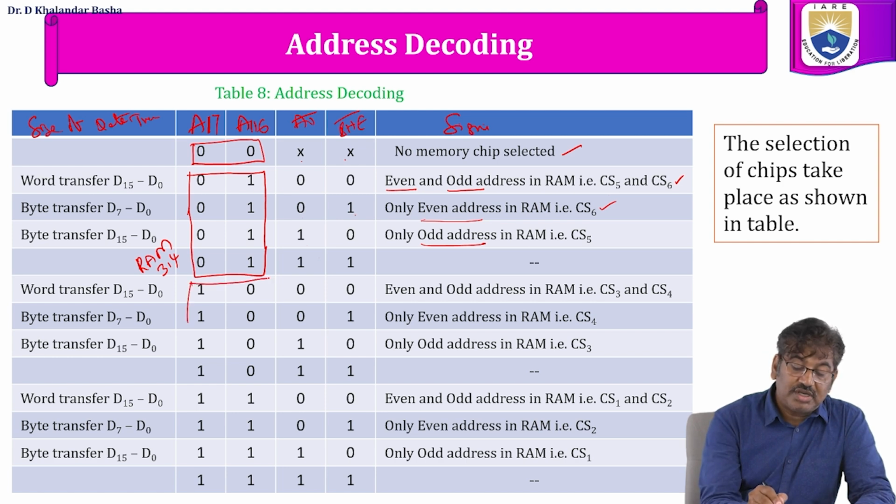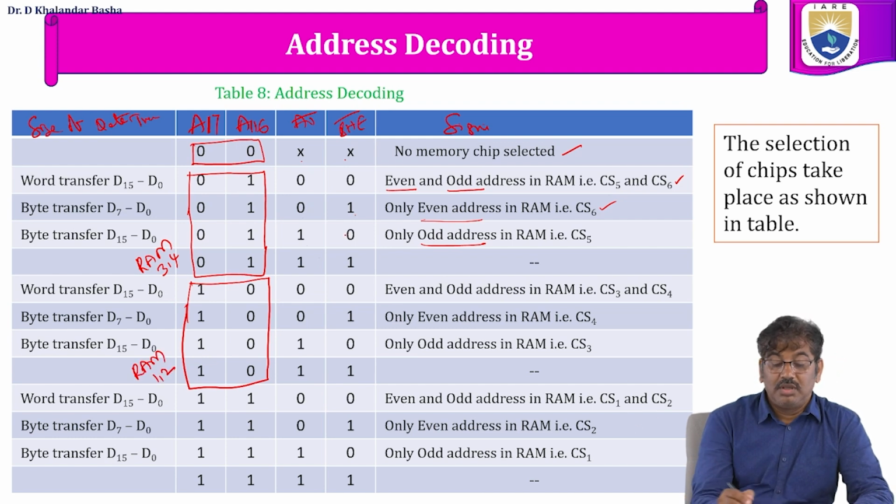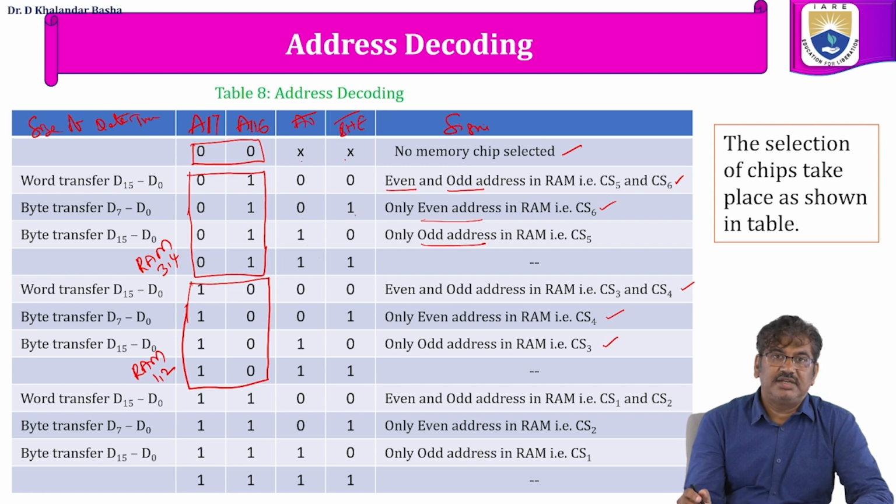Whenever these two bits, A17 and A16, correspond to 10, these correspond to RAM blocks 1 and 2. BHE bar and A0 equal to 00 will select both even and odd address banks, that is, chip select 3 and chip select 4 will be enabled. 01, only the even address RAM block is selected, that is CS4. 10, odd address, that is CS3 will be selected, chip select 3. 11, no memory chip will be taken.